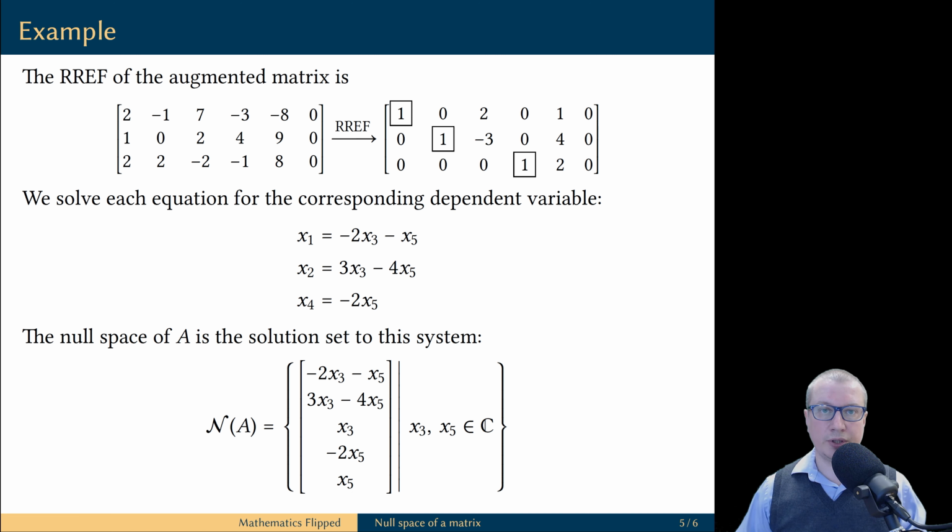But according to the definition of the null space of the matrix, this solution set is the null space of the matrix A. In other words, to find the null space of the matrix, we just need to construct the corresponding homogeneous linear system and solve this system. The solution set we obtain is the null space of the matrix.